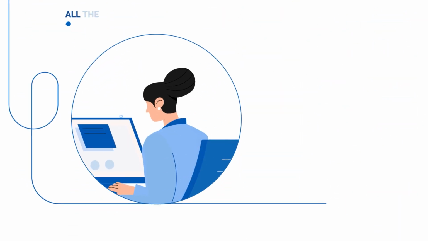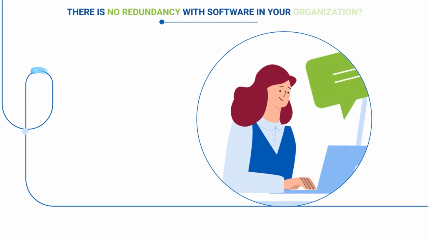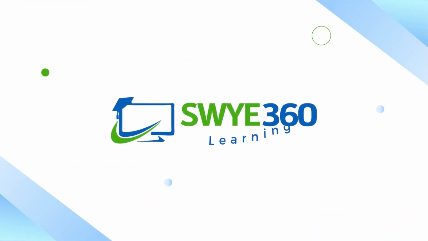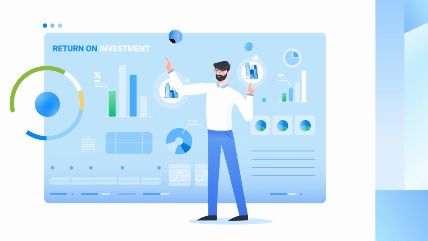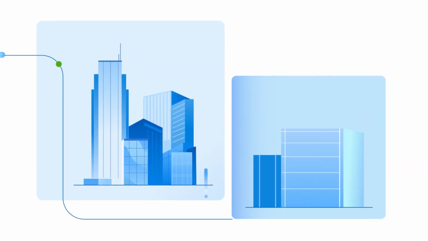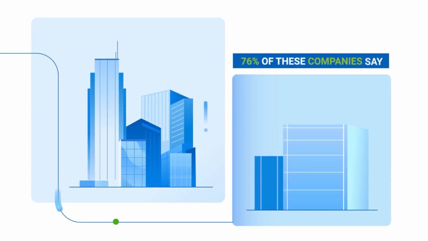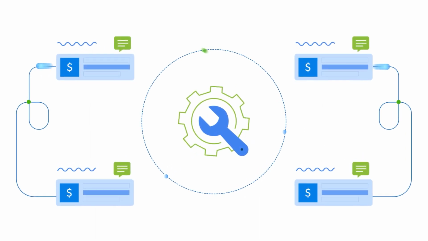How do you know all the software you've invested in is being effectively utilized and that there is no redundancy with software in your organization? With Sway 360, you can now measure the return on investment of each deployed software application by department and by employee. According to a survey of 5,000 small to mid-sized companies, 76% of these companies say poor adoption of sales tools is the reason for missed sales quotas.